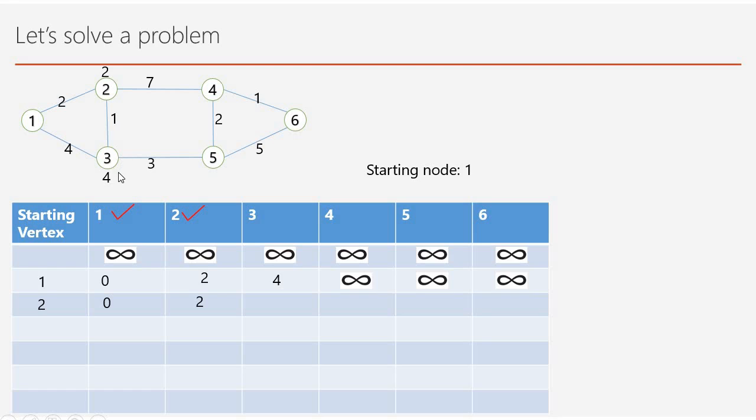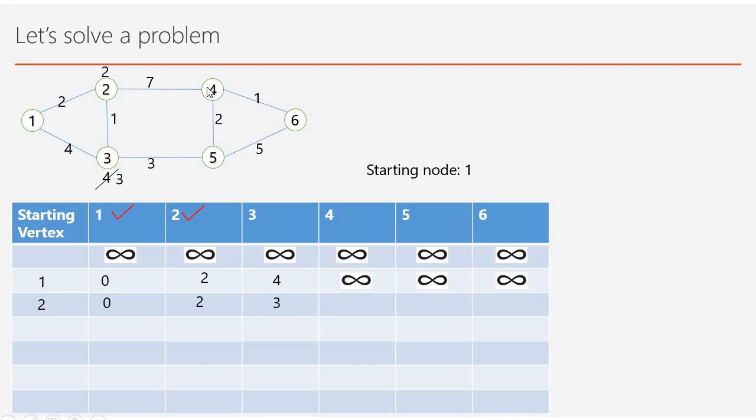2 plus 1 will be 3, but the previous value is 4. 3 is lesser than 4, so I have to update it, right? So I am updating it to 3 and putting the value onto the table as 3.